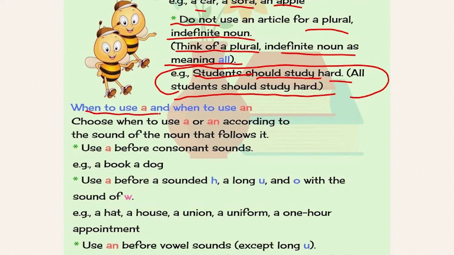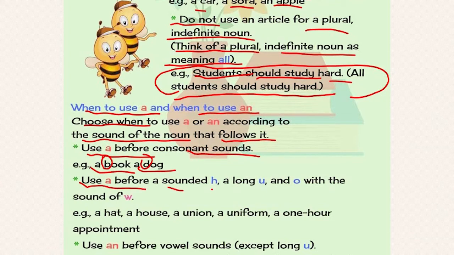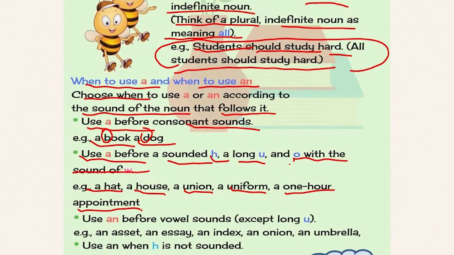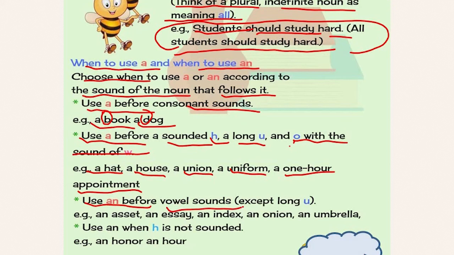When to use a and when to use an. Choose when to use a and an according to the sound of the noun that follows it. For example, use a before consonant sound like a book, a dog. The consonant sounds are B and D here. Use a before a sound H along with long U and O with the sound of W. Like a hat, a house, a union, a uniform, a one or appointment. Use an before vowel sound, except long U. For example, an asset, an essay, an index, an onion, an umbrella.